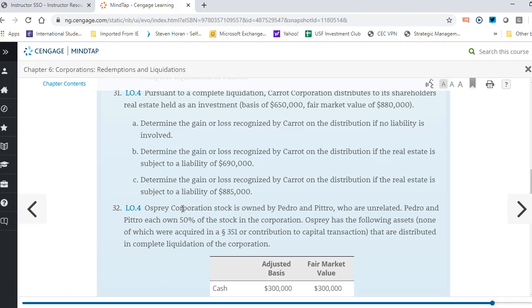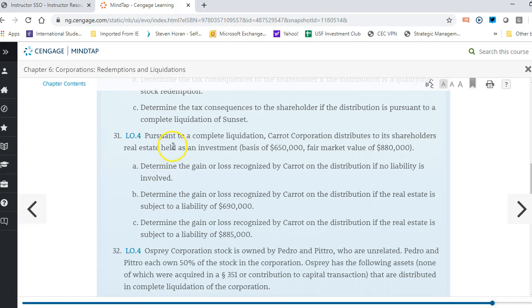For question 31, it says here, pursuant to a complete liquidation, Carrot Corp distributes to its shareholders real estate held as an investment, basis of 650, fair market value of 880. So keep that in mind there. Fair market value is higher than basis. 880 minus 650 is 230.